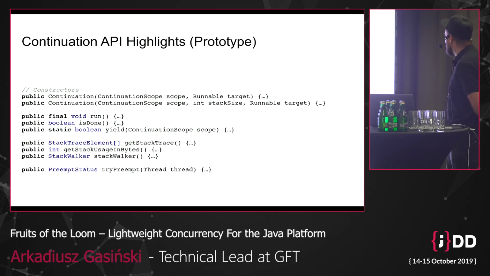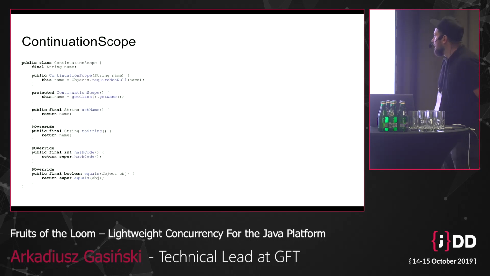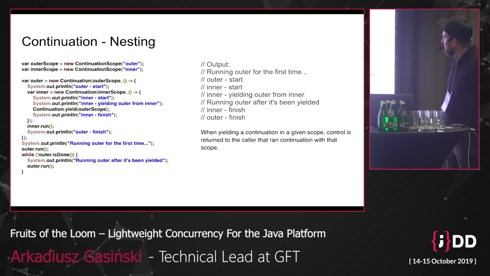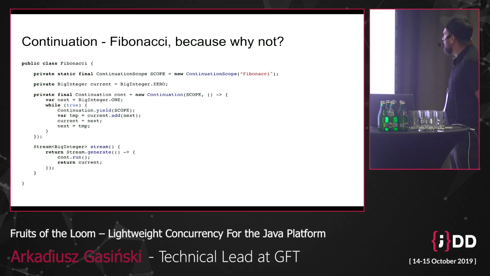But this is a static method, so it's not like you have a reference to your continuation and you can call yield on that reference. You actually call yield giving the scope that you want to pause. So you don't yield a continuation directly. Every continuation runs in some scope, and when you want your continuation to pause, you actually yield the given scope, and whichever continuation is running in that scope will be paused. So this is about nesting, but like I said, I want to do the demo, so I'll skip that.